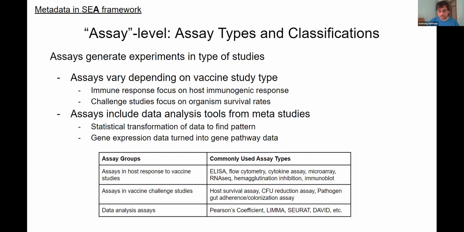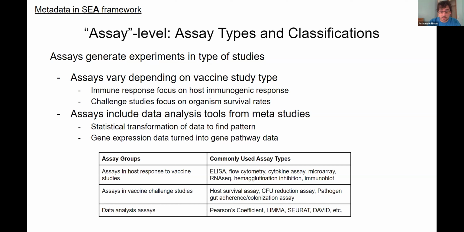Then when we get into the assay level, we're getting records using pre-existing minimal information standards, but we're mostly focused on reporting the assay types and other time measurements. Now, assays can vary depending on what kind of vaccine study we focus on. Immune response challenges tend to focus on host immunogenic response rates, so stuff like ELISA, flow cytometry, microarray data, while challenge studies focusing on survival would be stuff like the host survival assay, the pathogen colony-forming unit reduction assay, or the gut colonization.